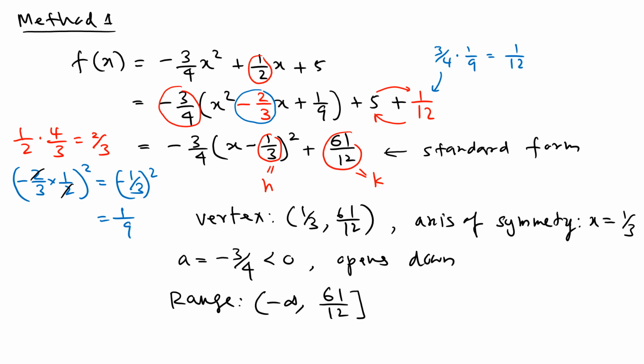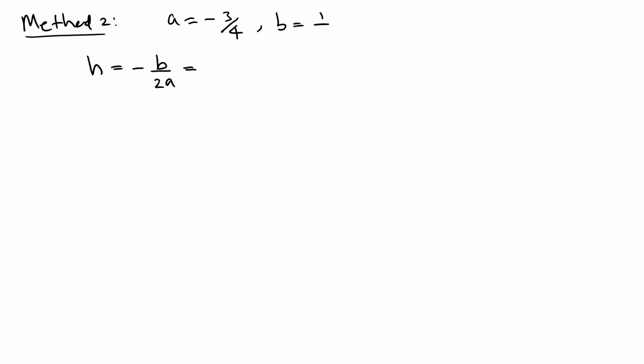So that is the range. Good. And then we can also graph this function, but I'm going to show you the other method to find the vertex without doing the completing the square technique. So let's look at that. In method 2, we directly use a formula. We know that h is simply negative b over 2a. So we're going to plug in the values. We know that a is negative 3/4, b is 1/2, and c is 5. We don't need c for this.